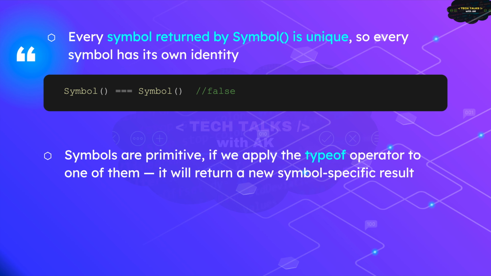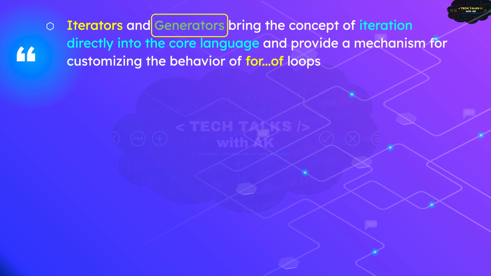Our next and last question of this video is question 60, which is, what is the iterator object in JavaScript? And the answer is, iterators and generators bring the concept of iteration directly into the core language and provide a mechanism for customizing the behavior of for-of loops. We are covering iterators in this video, and generators will be covered in the next part of this video.